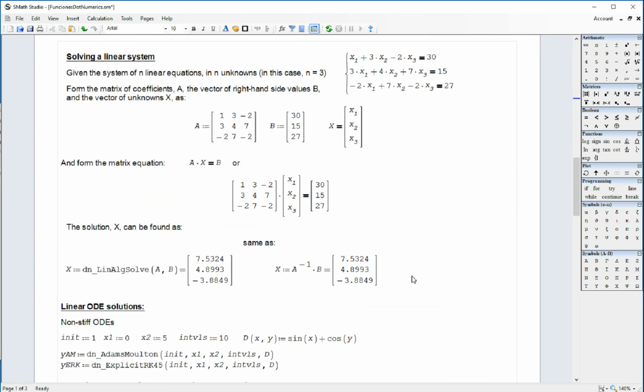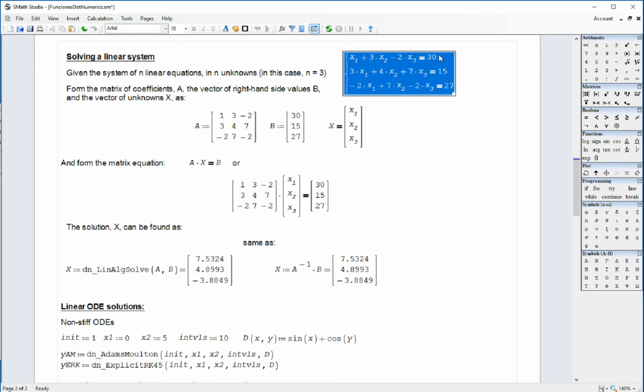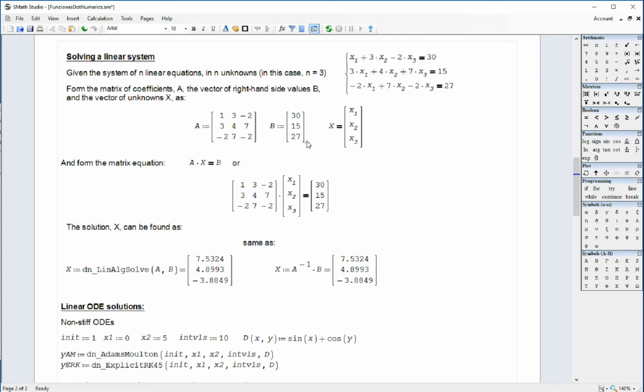We can start with this one first. If you have, for example, a system of n equations and n unknowns, in this case 3 by 3, you can extract the coefficients of the left-hand side into a matrix that we're going to call A. That's called the matrix of coefficients. Then the values on the right-hand side form a vector, which is called the right-hand side vector. And the unknowns will be put together in a vector corresponding to x1, x2, x3.